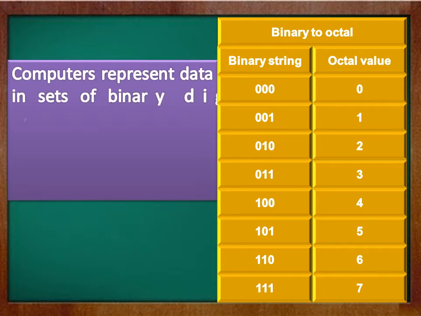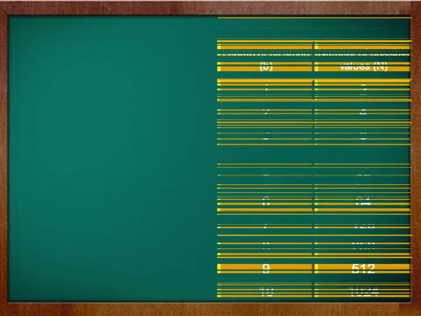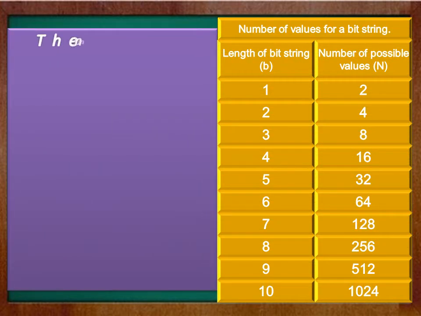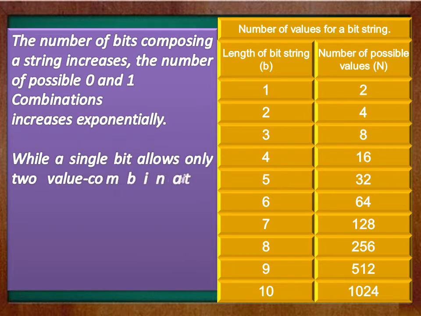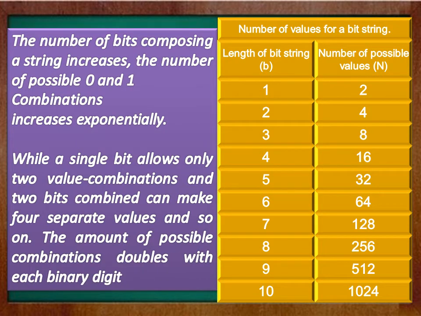Computers represent data in sets of binary digits. The representation is composed of bits, which in turn are grouped into larger sets such as bytes. As the number of bits composing a string increases, the number of possible 0 and 1 combinations increases exponentially. While a single bit allows only 2 value combinations, 2 bits combined can make 4 separate values and so on. The amount of possible combinations doubles with each binary digit.